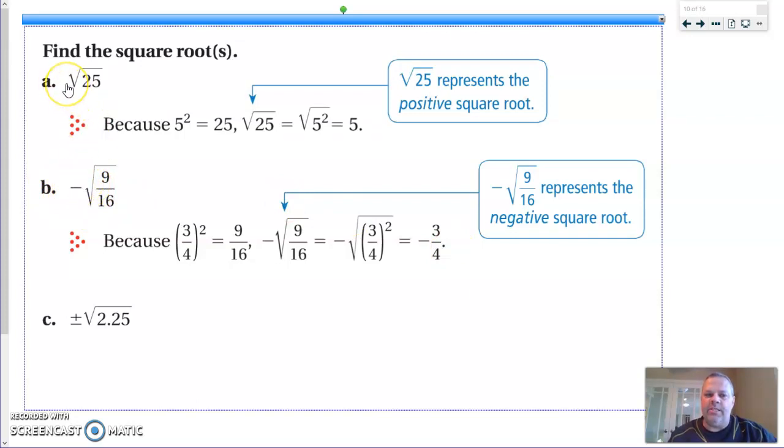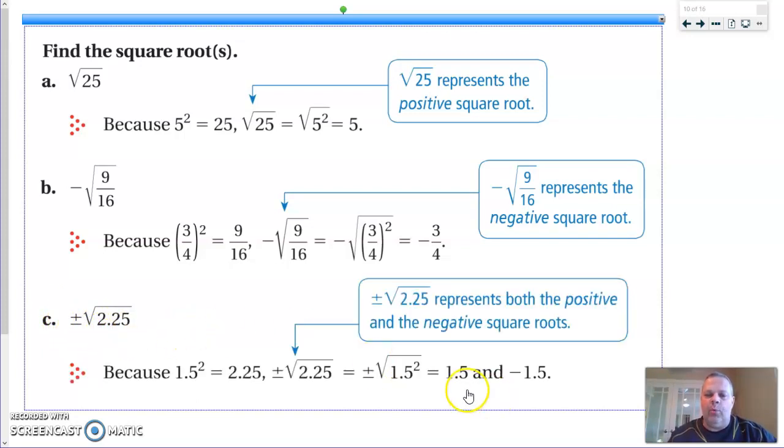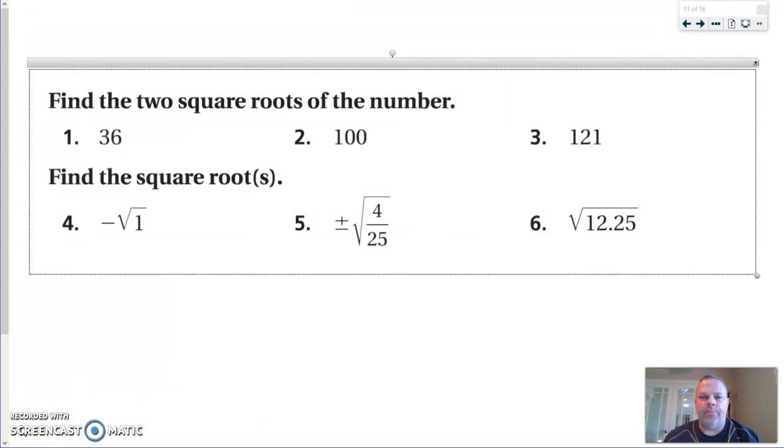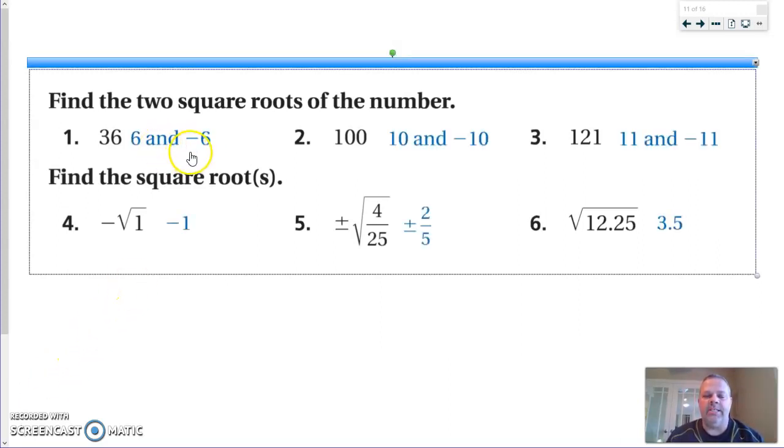This is positive because there is no negative out front. In this one, we will count both of them, so it will be positive and negative. And what we will do is we will find 1.5 times 1.5 and -1.5 times -1.5. So in the first 3 examples of this page, it says find the 2 square roots of the number. So we know that there will be a positive and a negative on each of these. So this first one, plus and minus 6, second one, plus and minus 10, third one, plus and minus 11.